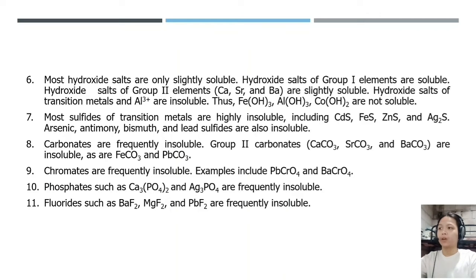Number 9. Chromates are frequently insoluble. Examples include PbCrO4 and BaCrO4. Number 10. Phosphates such as Ca3(PO4)2 and Ag3PO4 are frequently insoluble. Lastly, fluorides such as BaF2, MgF2, and PbF2 are frequently insoluble.